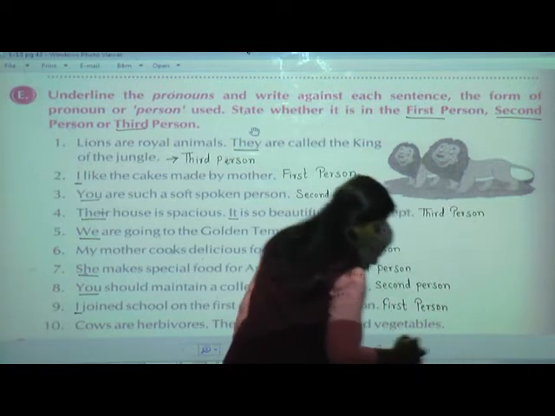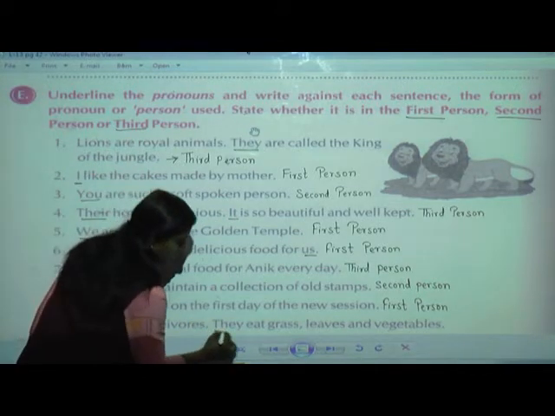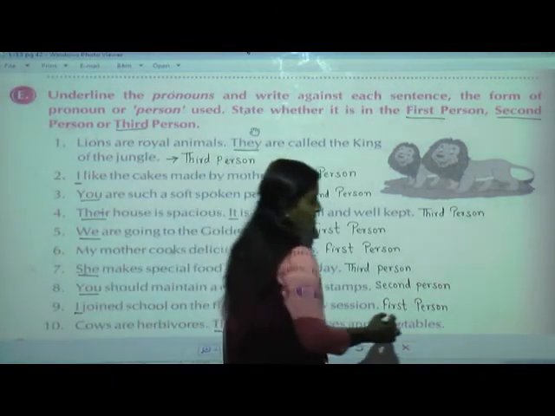Hope students you are writing along with me. Be fast. Cows are herbivorous. They eat grass, leaves and vegetables. So I am talking about cow, that is "they", that is a third person.